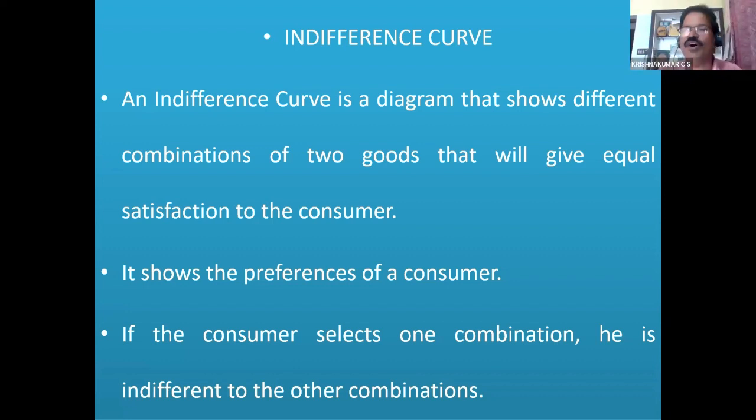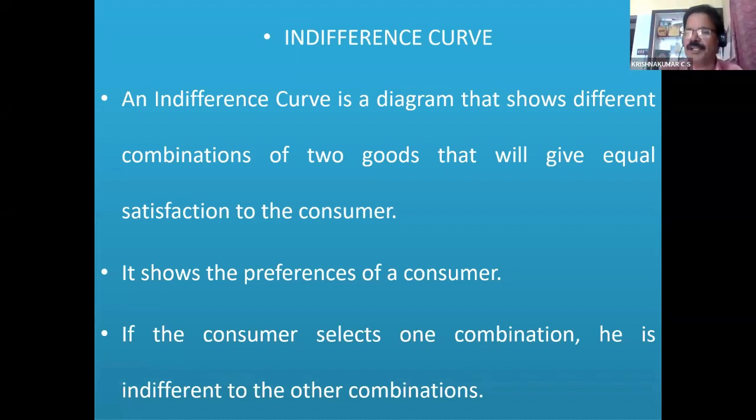So that diagram we call indifference curve. Just to give an example, apple and orange example you can give. And those different combinations we call different consumption bundles. It can be 1 and 10, or 2 and 7, or 3 and 4, or 4 and 1. So different combinations, and each combination will be giving the same satisfaction. When you are presenting it in the form of a diagram, you get an indifference curve. So the indifference curve is a diagram, and this diagram shows different combinations of two goods which will give equal satisfaction to the consumer. It shows the preference of the consumer.